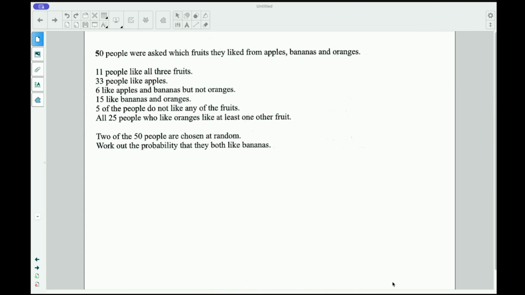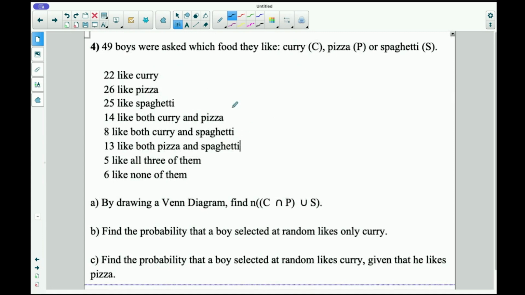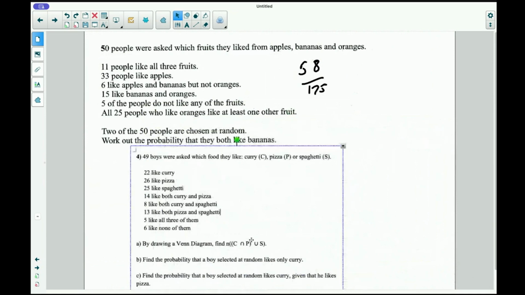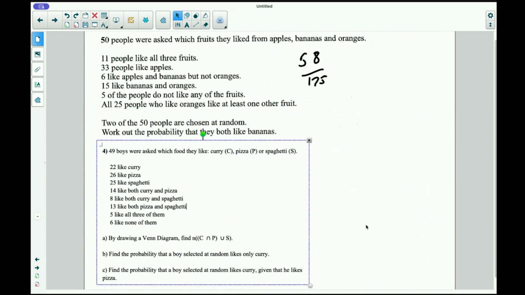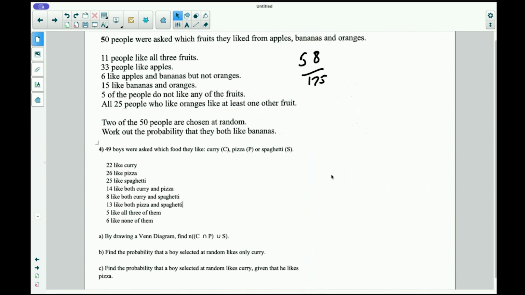So for anyone that's done with that one, we end up getting 58 over 175. So 58 over 175 ends up being our answer for this one. Again, if you aren't quite finished, that's okay. I'll give you a second there just to mull that one over. And then I've put up a second problem here on the side as well.